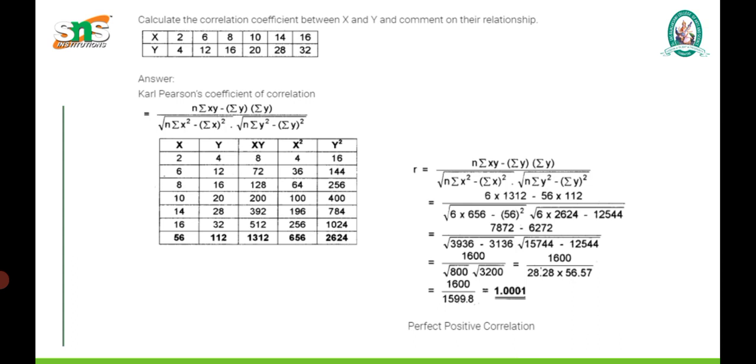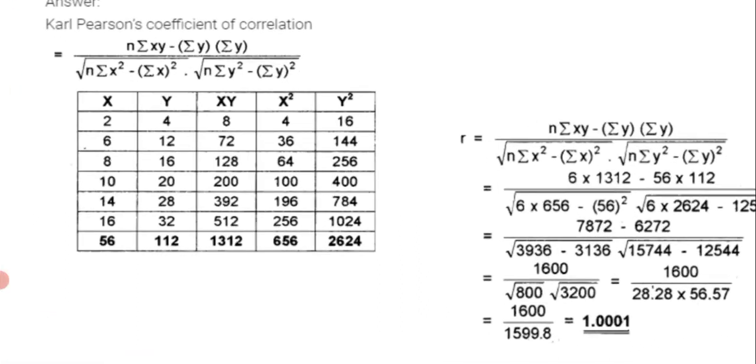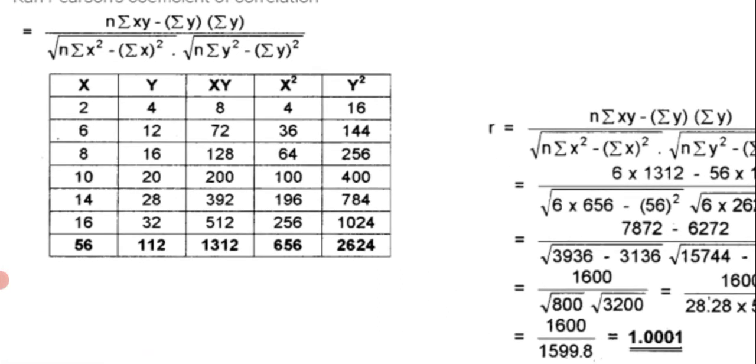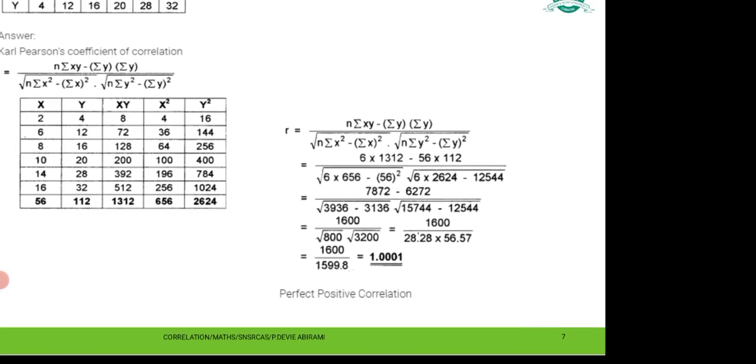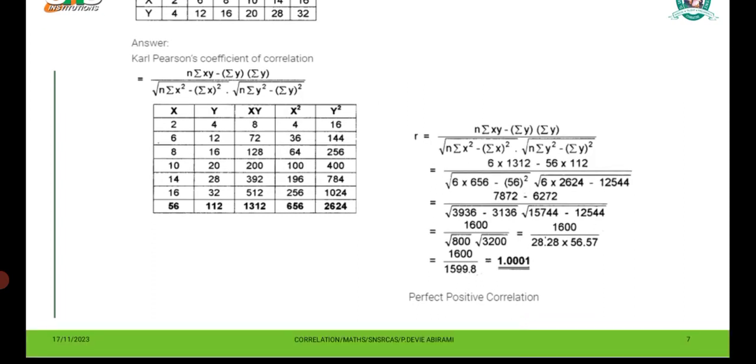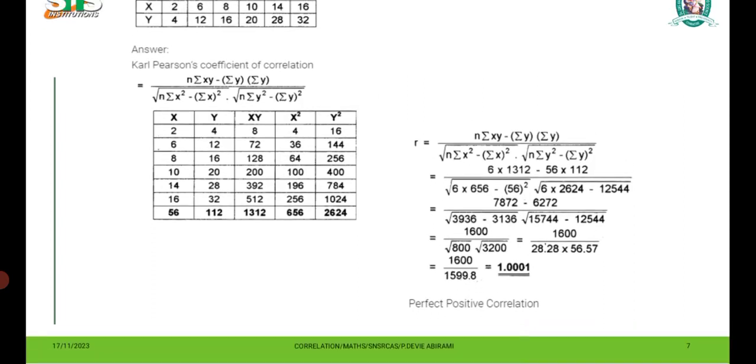For using this formula, I have calculated my xy value, x square value, and y square value in table format. The final summation values are given in bold letters at the end of the table. Now I am applying those values in the formula. n is 6 because we have only 6 values in both x and y. Summation xy value is 1312. Summation x value is 56 and summation y value is 112.